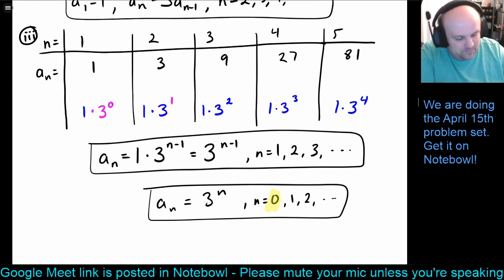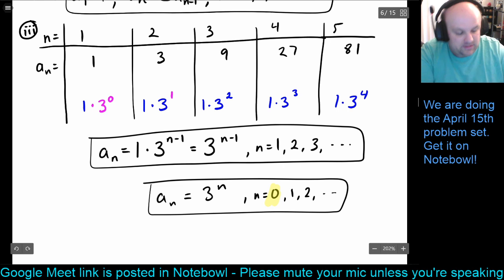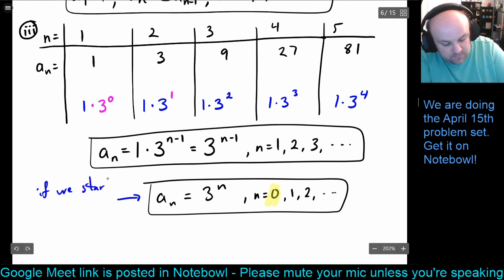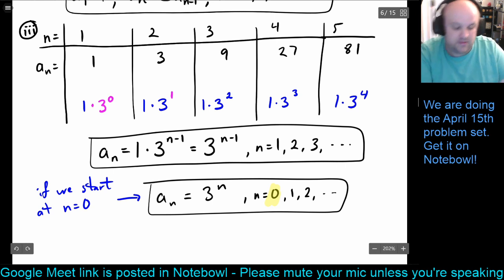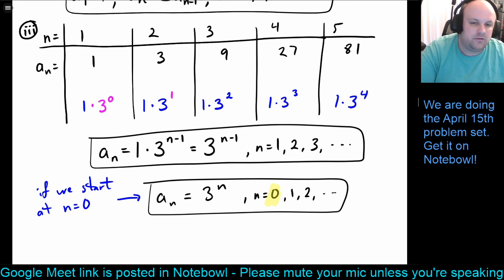Right? All right, so maybe I should add in here to clarify, this is if we start at n equals 0. So this chart doesn't make as much sense. Right? Any questions about that? All right, awesome.